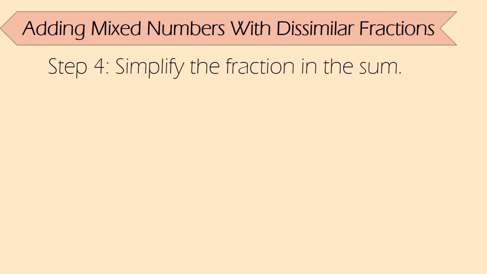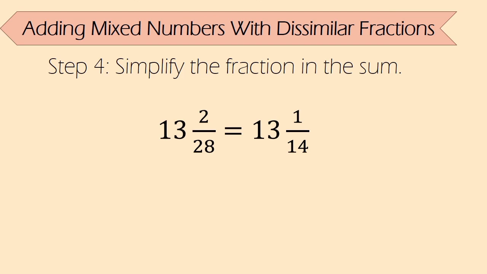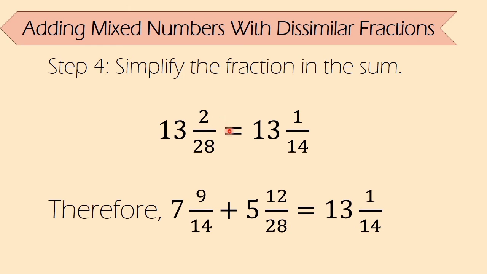And then step 4 is to simplify the fraction in the sum. So our answer earlier is 13 and 2 over 28. Since this is not simplified yet, we are going to simplify by dividing both the numerator and the denominator by 2. So 2 divided by 2 is equal to 1, and then 28 divided by 2 is equal to 14. Therefore 7 and 9 over 14 plus 5 and 12 over 28 is equal to 13 and 1 over 14.